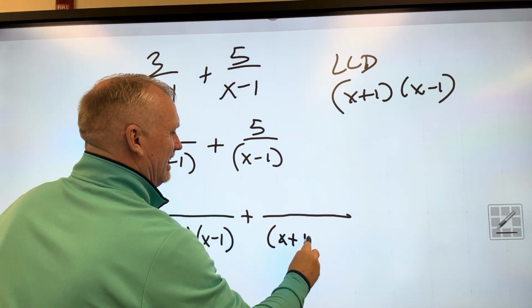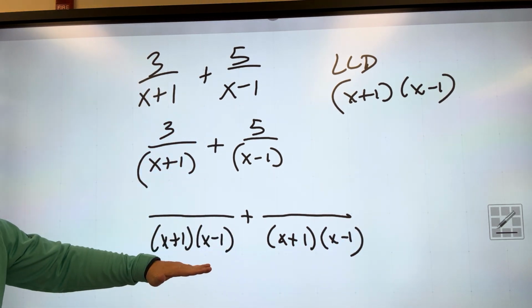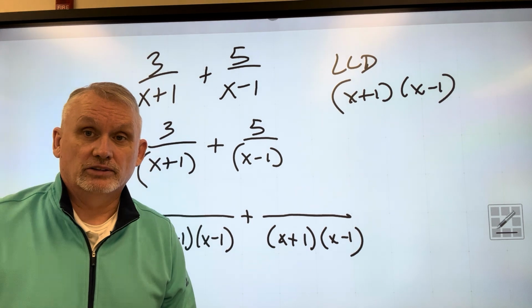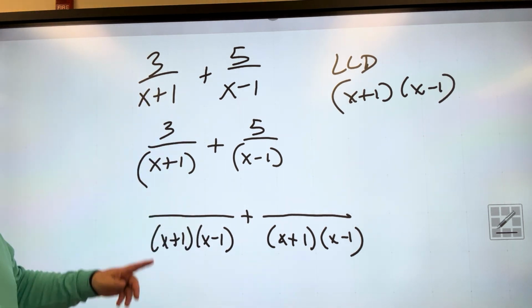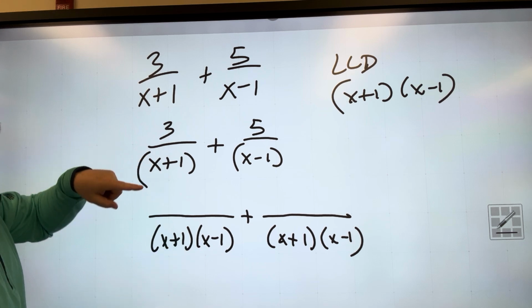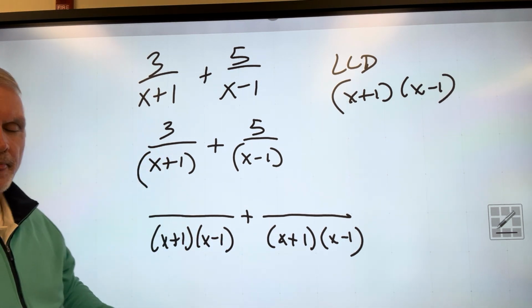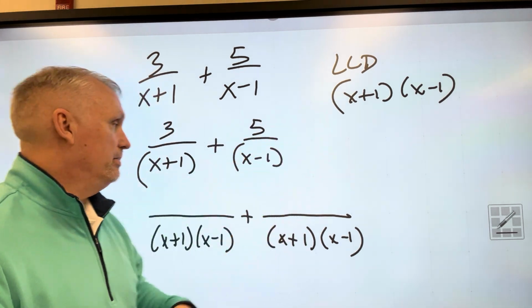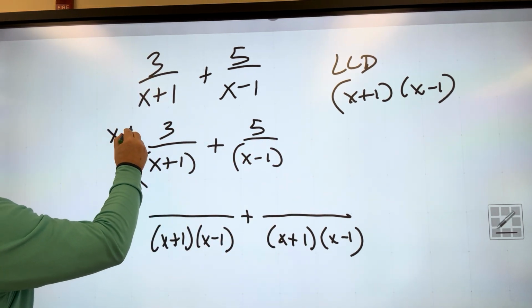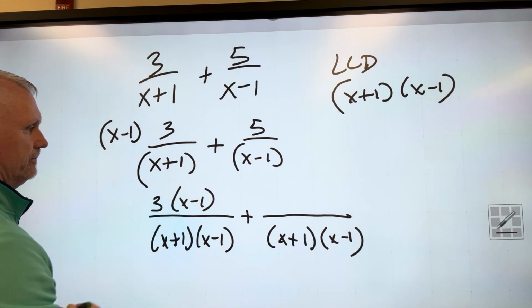Notice, I take my LCD and I put it in the denominator, because now I just have to find my numerators. Okay, cool. So what do I multiply this by to make it look like this? Well, I say, what's missing? Well, look at this, x minus 1. I've got to multiply that to the top. Multiply this by x minus 1. So this is 3 times x minus 1.